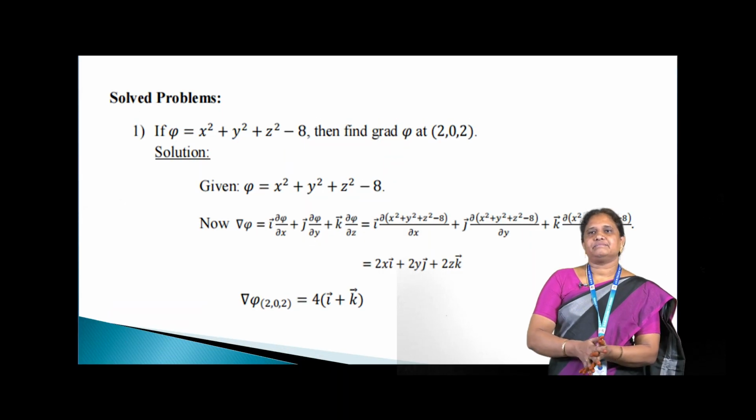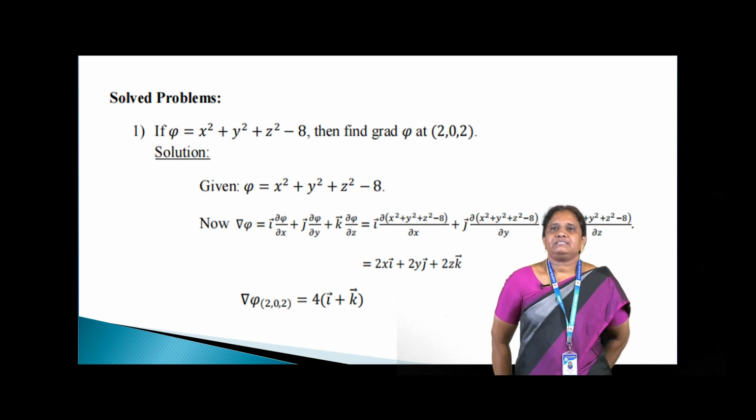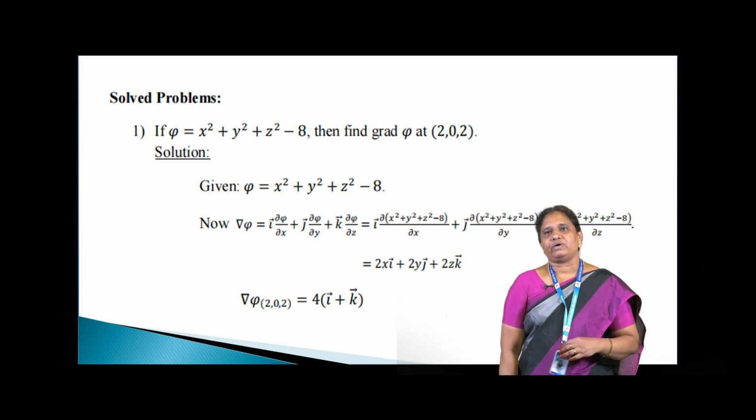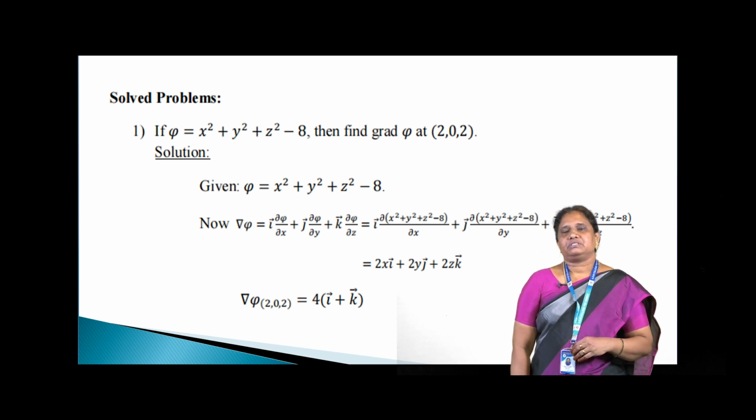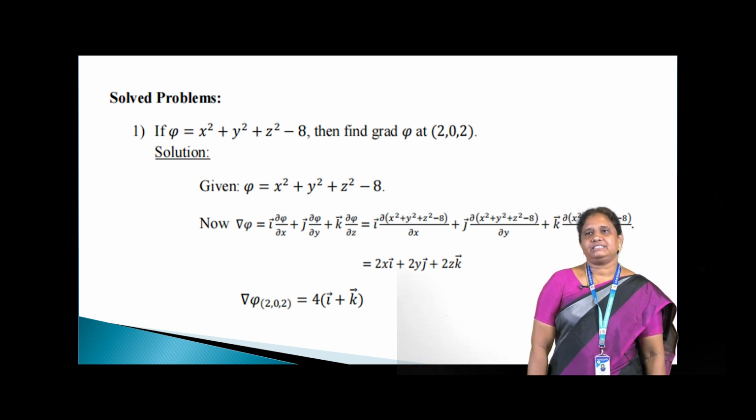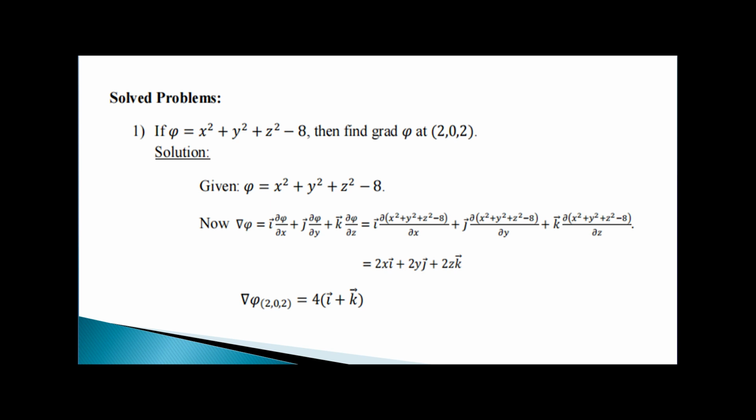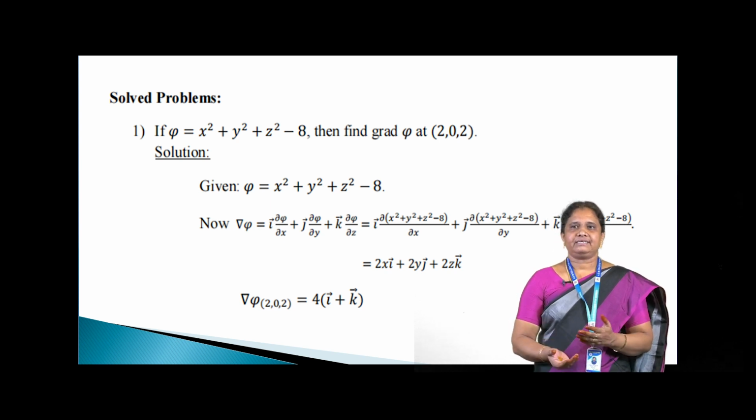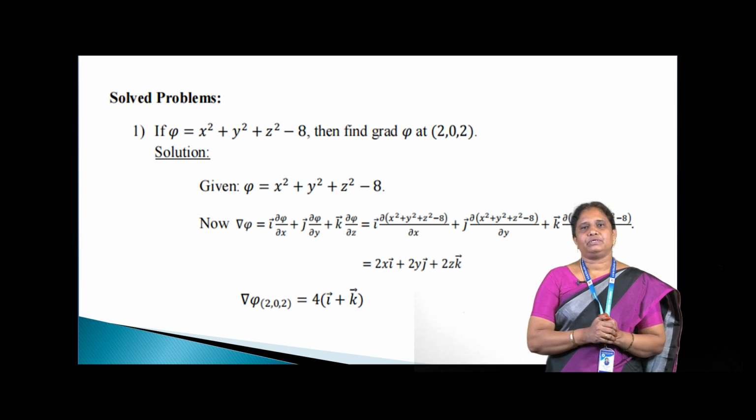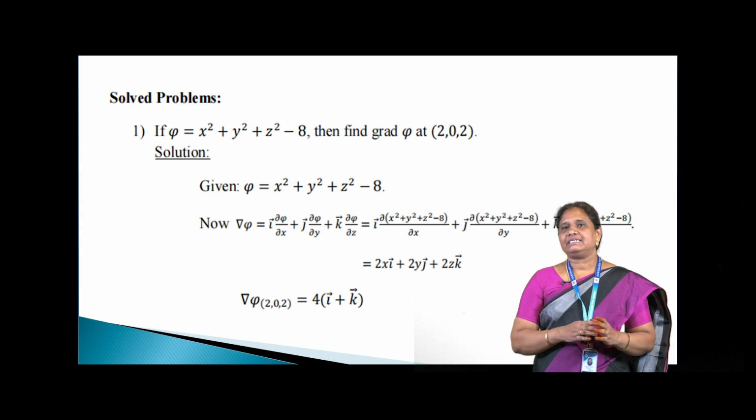Now let us see some solved problems using the previous formulas. The first one is: if phi is equal to x square plus y square plus z square minus 8, that is the given surface equation, then find grad phi at 2, 0, 2. So we have to find the gradient of phi and at the point 2, 0, 2 the value of del phi. So given, first you can write the given details, that is phi equal to x square plus y square plus z square minus 8. Then we have to find del phi.